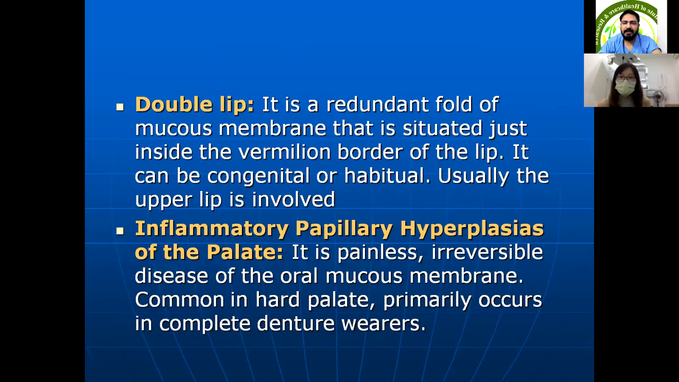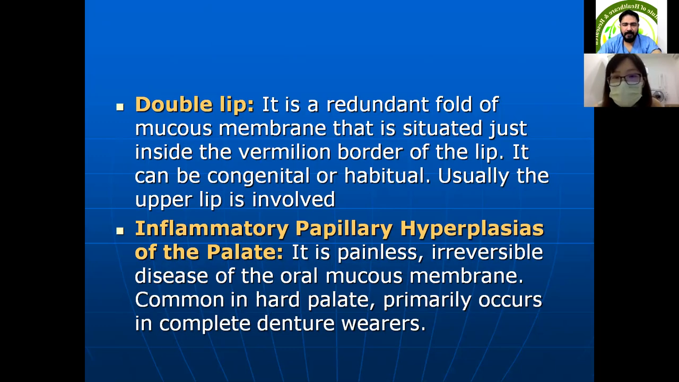Double lip. It is a redundant fold of mucous membrane that is situated just inside the vermilion border of the lip. It can be congenital or habitual. Usually the upper lip is involved. It is just a fold in the vermilion border here inside, so it forms like a double lip.